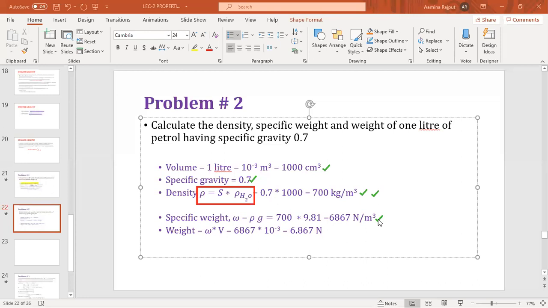Then the weight, as we know, specific weight is the ratio of weight per unit volume. So weight is specific weight into volume. So from here you can get your final answer, the weight.